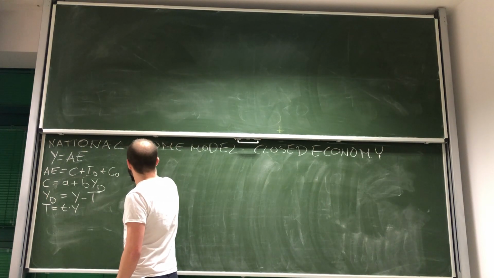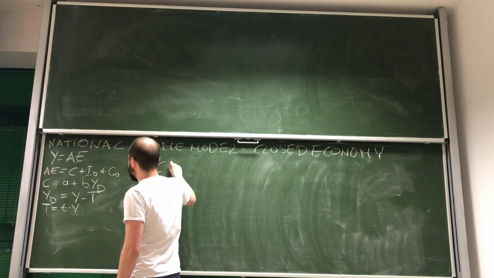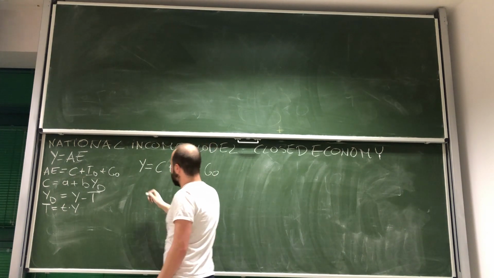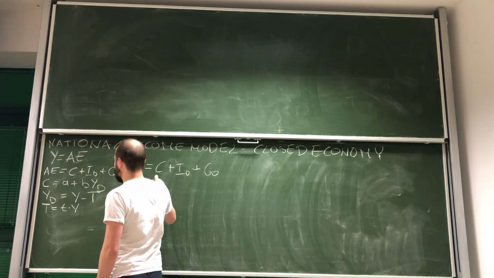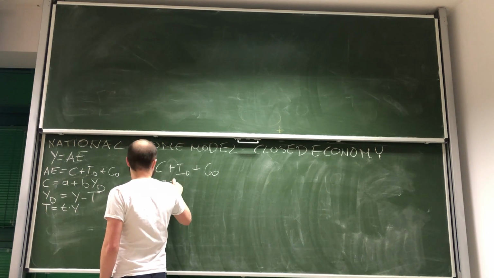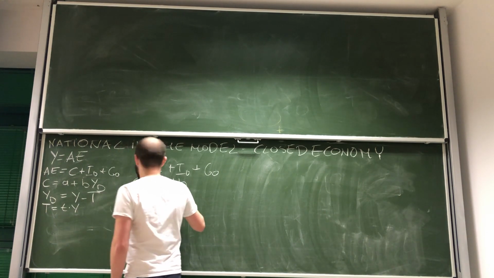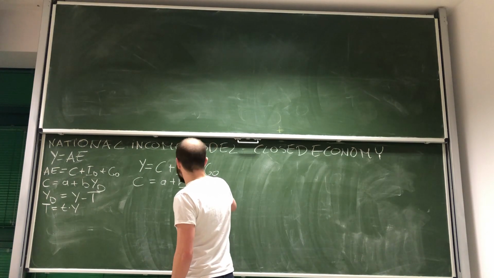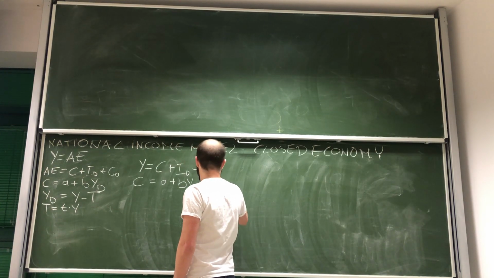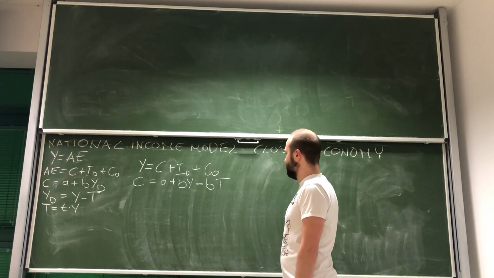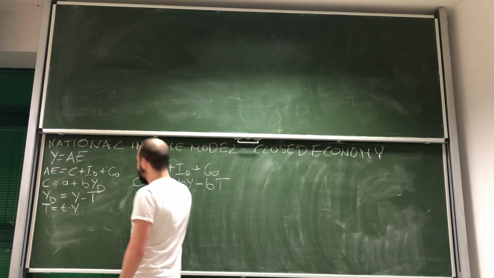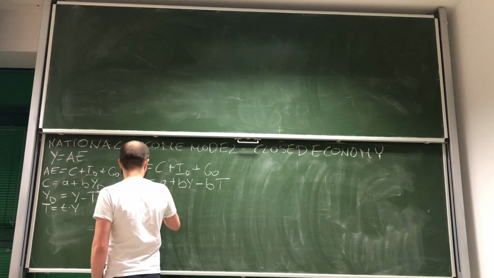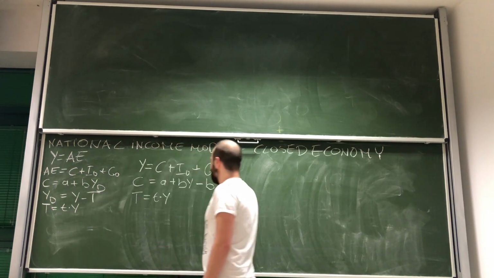So we will get y equals c plus I0 plus g0. Let's just say then we have c equal to a plus b times y minus b times t, right? And the last equation we're gonna have is t equals t times y.